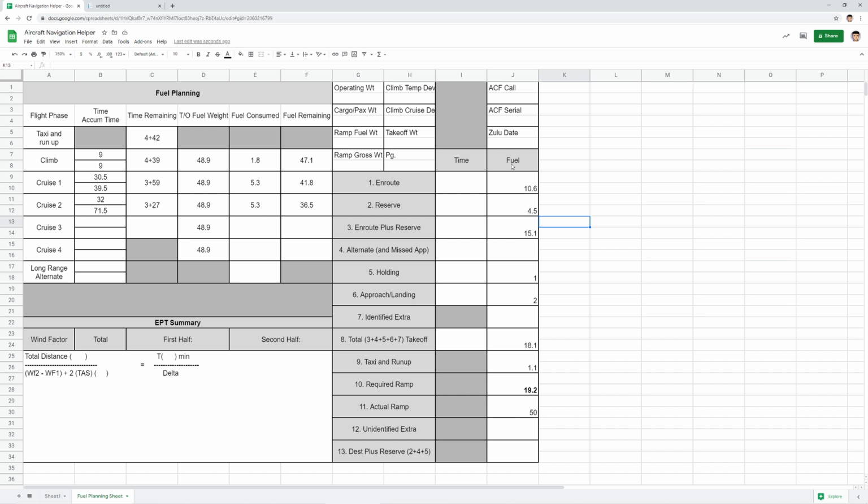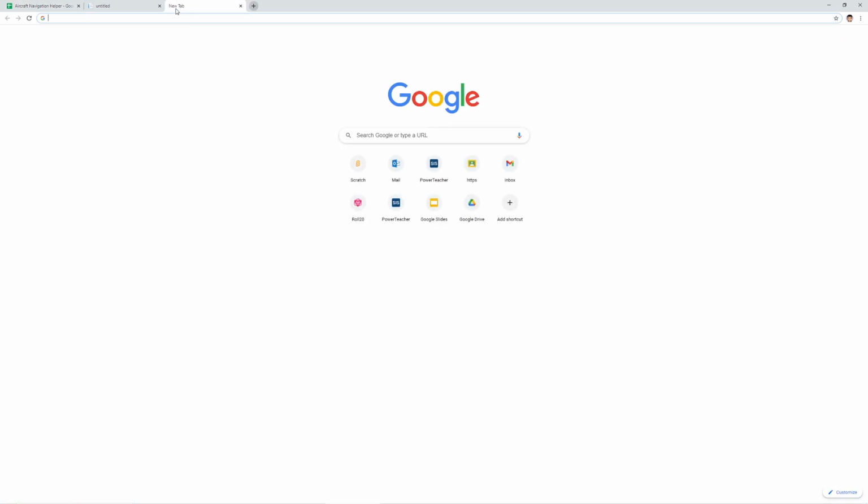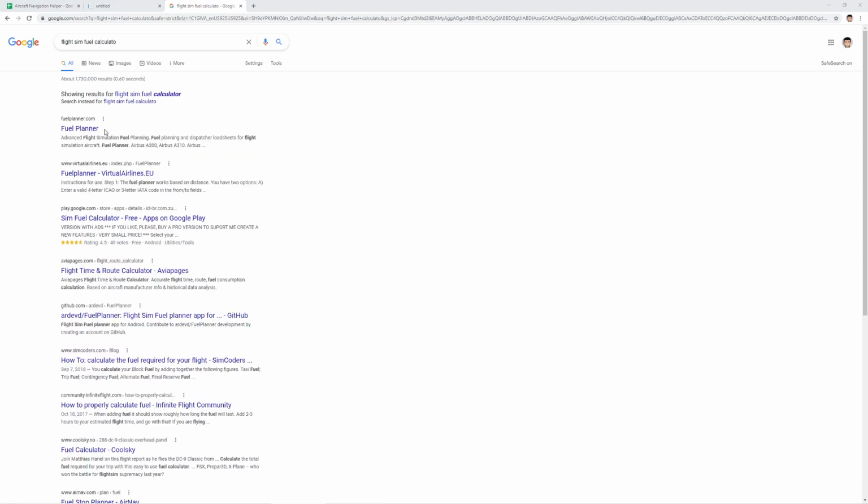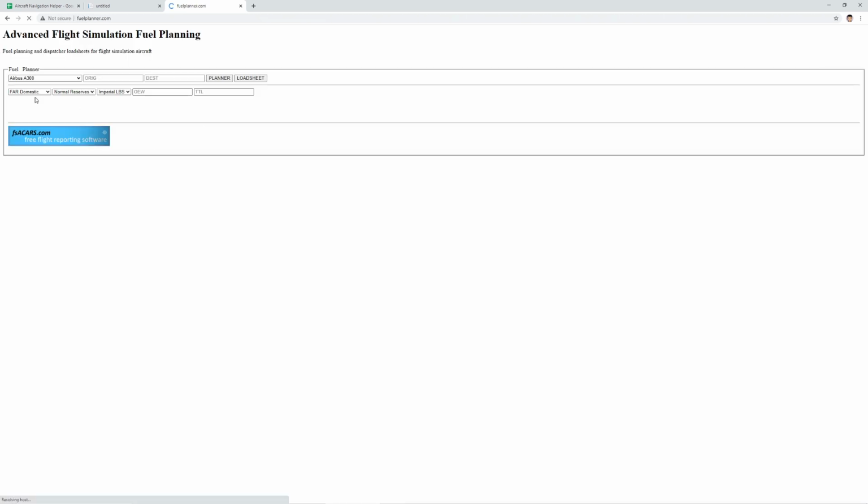One quick thing, as I always like to say at the end: if you want to save yourself a little bit of time, there's something called Sim Fuel. If you dial this thing in here, there's a great website that will actually help you out. Actually, let me get you the right one first. Sorry about that, I goofed that up the first time. There's this thing called Fuel Planner, which is absolutely awesome.